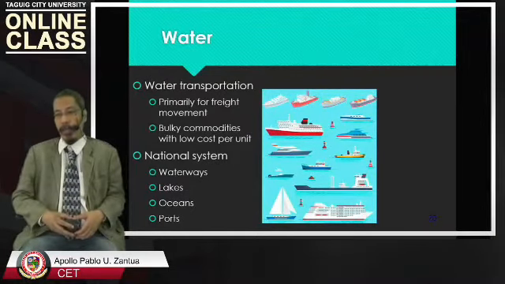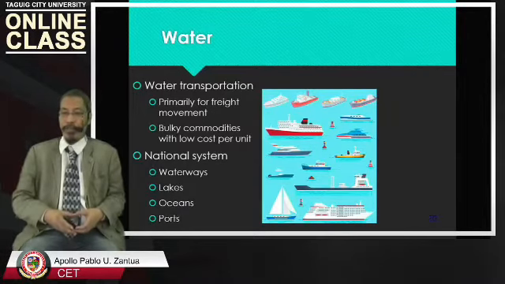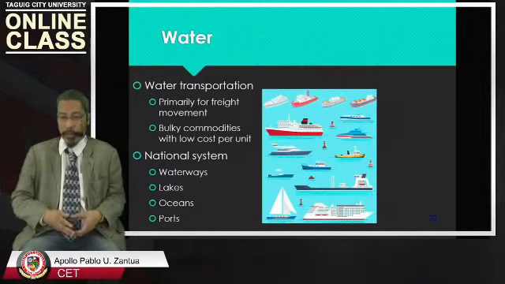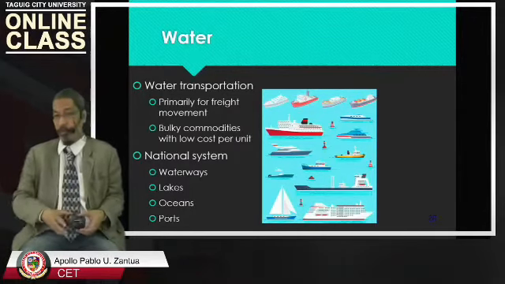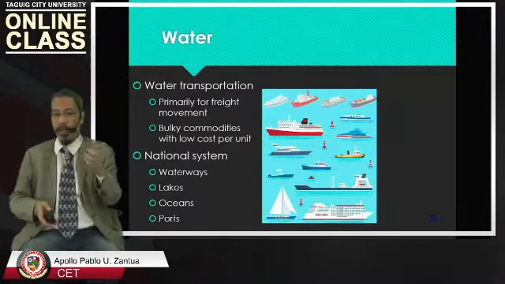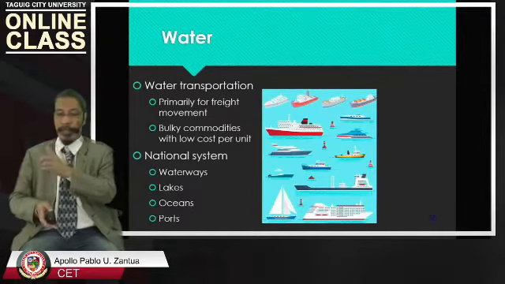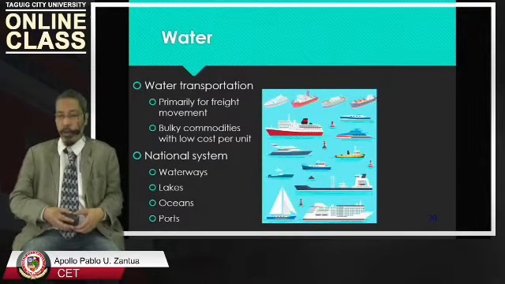And what about water transportation? We have it primarily for freight movement, just like we have said, bulk commodities with low cost per unit. Those are the main characteristics of shipping. And for our country's national system, we have waterways, mainly the Pasig River. We have a current usage of the Pasig River as a mode of transporting people and goods. Lakes. The back and forth along the Pasig River, the endpoints are the lakes, Laguna Lake and Manila Bay. So, oceans, ports.